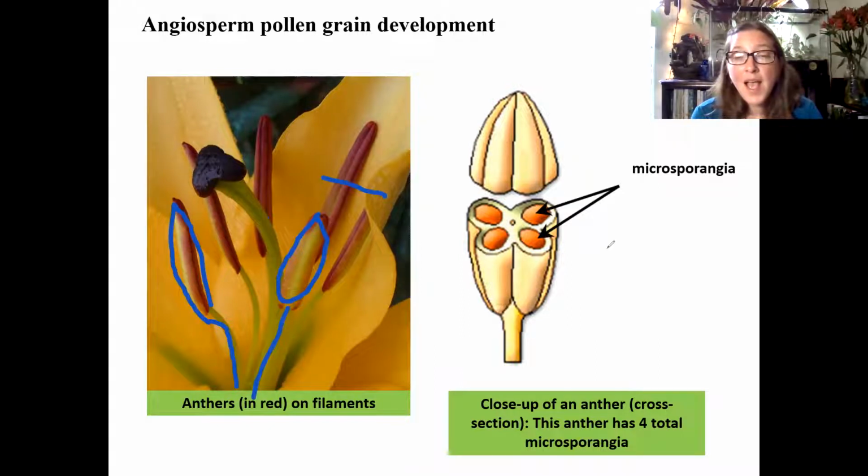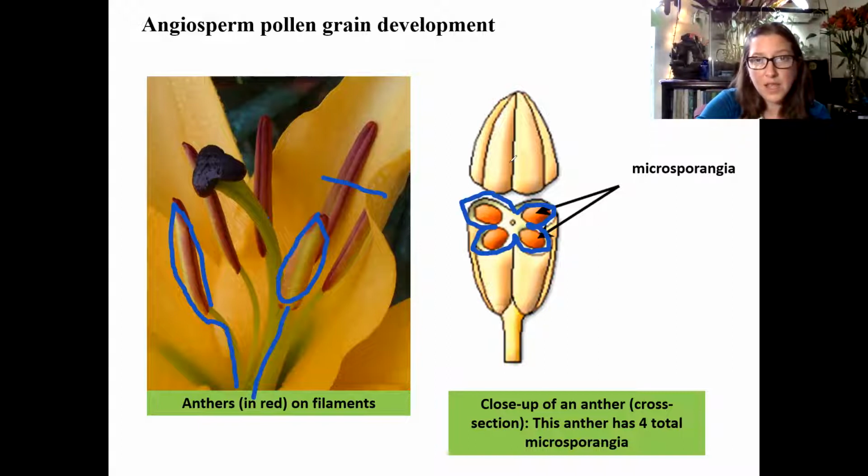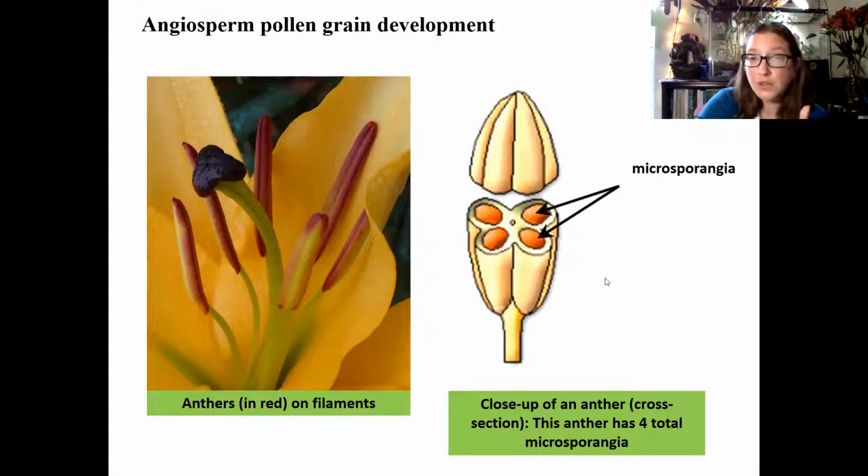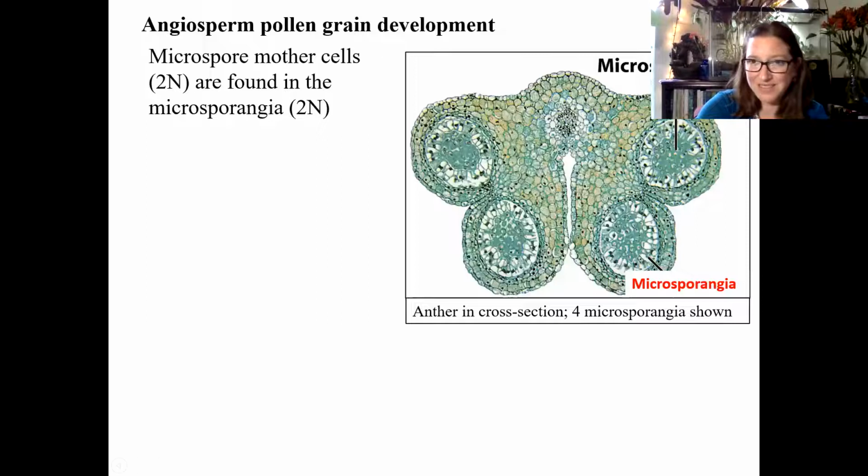Each anther has a total of 4 microsporangia. When you do a cross section, it almost looks like a butterfly, right? So each of these is 1 microsporangium, this is 1 microsporangium, etc. There's 4 total. And if you look at it under the microscope, it kind of looks like the shape of a butterfly, as shown here. A weird butterfly.